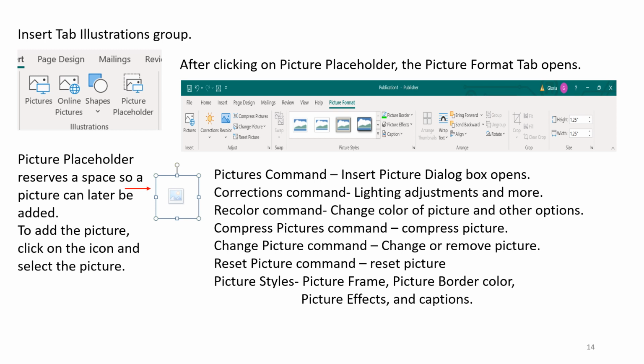Corrections command, lighting adjustments and more. Recolor command, change color of the picture and other options. Compress Picture command, compress picture. Change Picture command, change or remove picture. Reset Picture command, reset picture. Picture styles is picture frame, picture border color, picture effects, and captions.